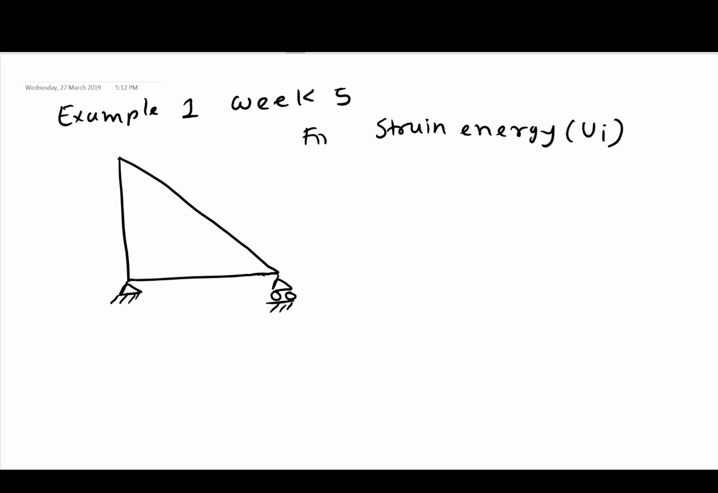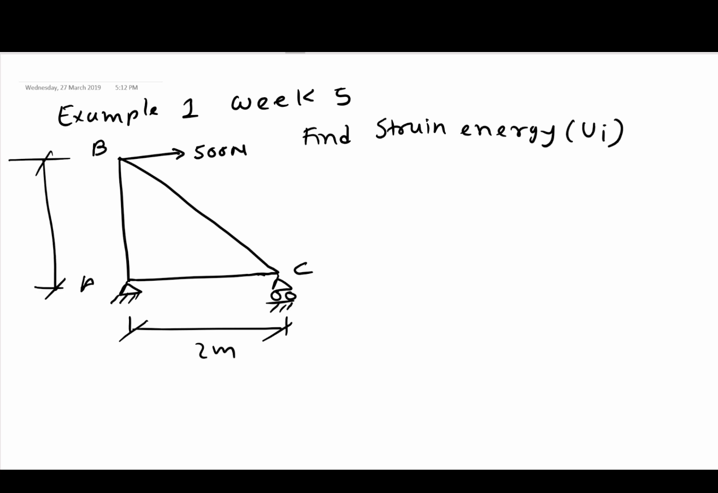To find this strain energy, there is a pin and roller at point A and at point C, and a horizontal load of 500 Newton at B, and this length is 2 meters and this length is 2 meters. Now for these problems we need to find the member forces. We did it in Week 3. These examples are again taken from Week 3, but I'm going to describe here again how to find the member forces.